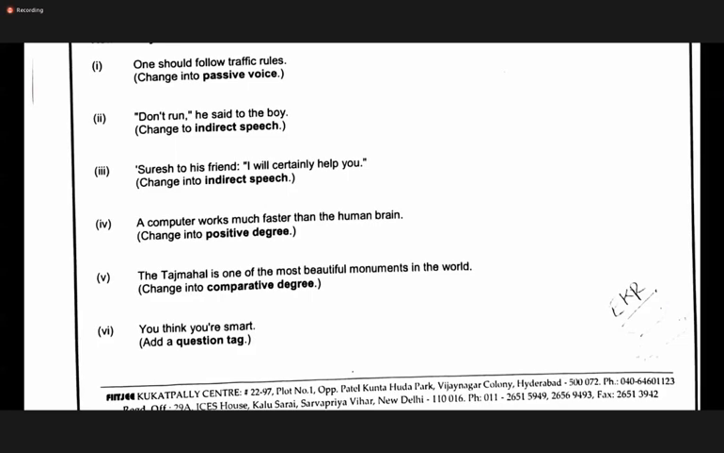Next, fifth one. The Taj Mahal is one of the most beautiful monuments in the world. So change it into comparative degree. So here the adjective is beautiful. That is there in the superlative degree. The given sentence is in the superlative degree. Change it into comparative degree.